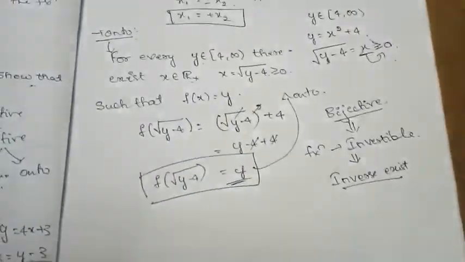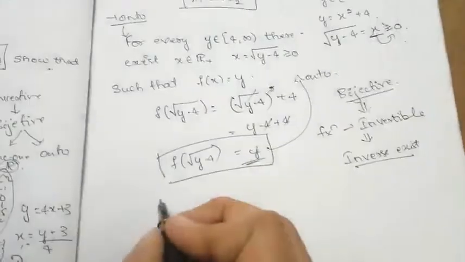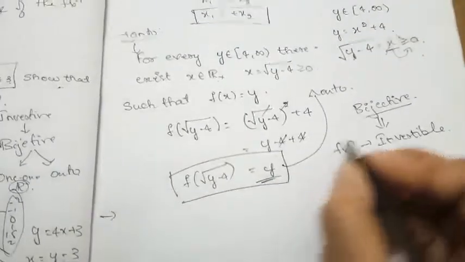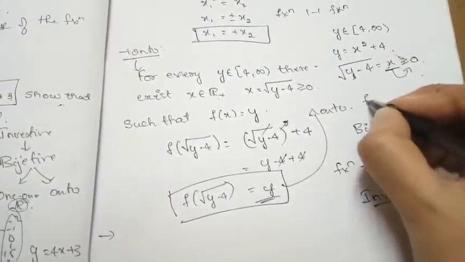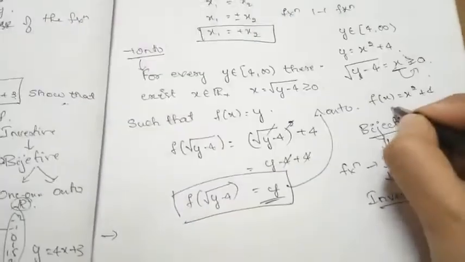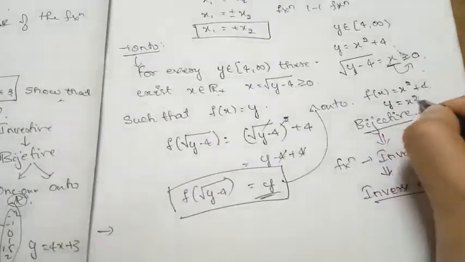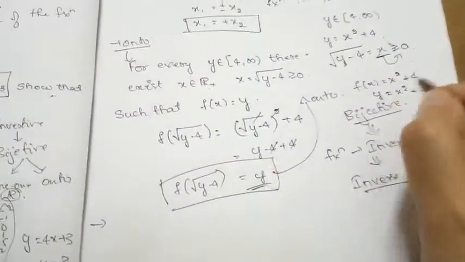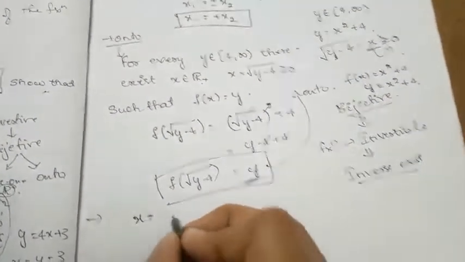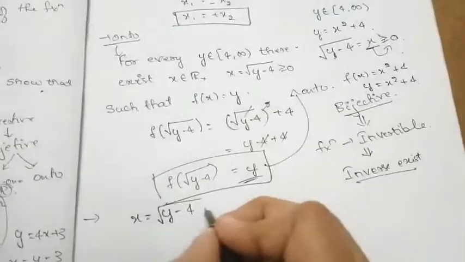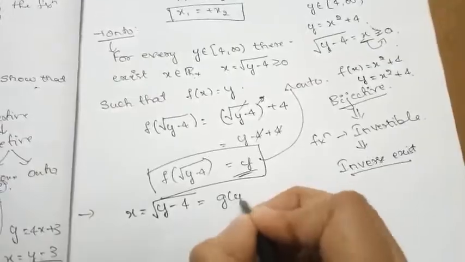So inverse exists means now we need to find that inverse. To find the inverse, as usual, our general step: they have given the function f of x is equal to x square plus 4, that is nothing but y is equal to x square plus 4, expressed y in terms of x. Now I am expressing x in terms of y, that is nothing but x is equal to square root of y minus 4. I am calling that itself as g of y.